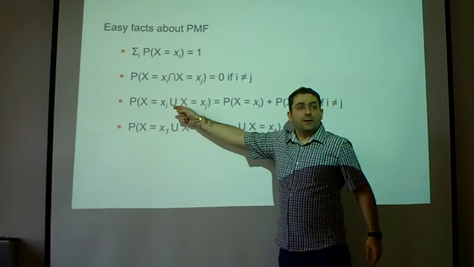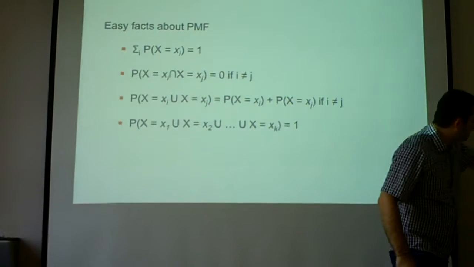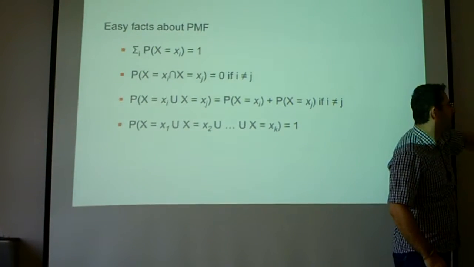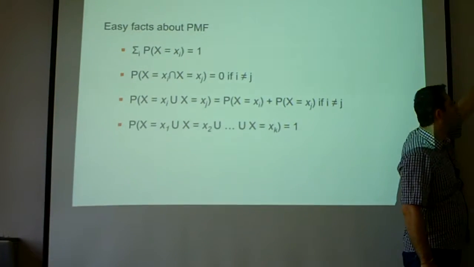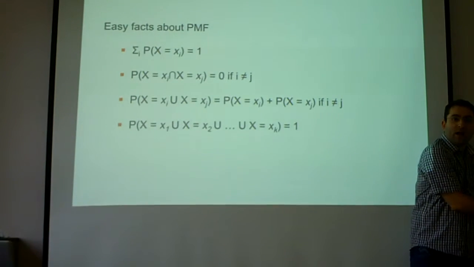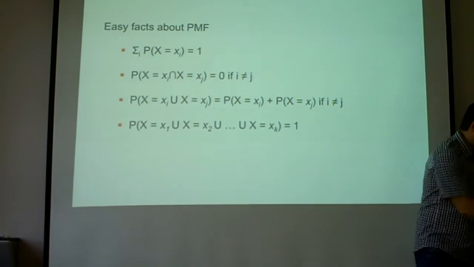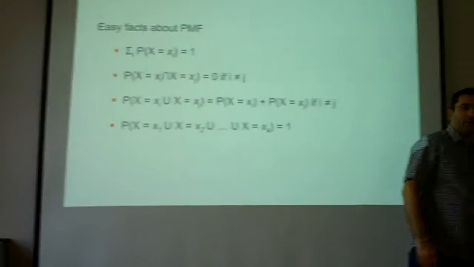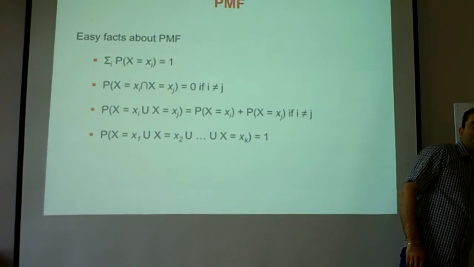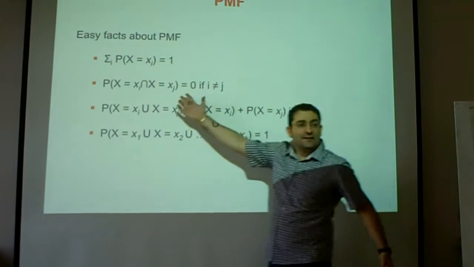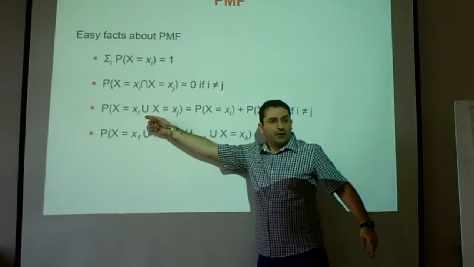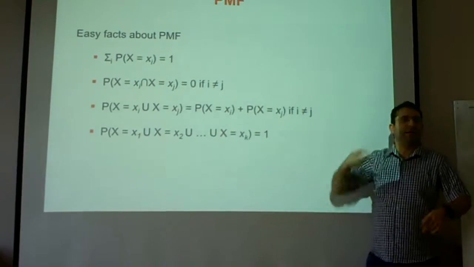But what about the union? We remember the formula for the union. The probability of the union of two events is the probability of the first one plus the probability of the second one minus the probability of the joint, the intersection. But we already know that they are disjoint, so this part is 0. So the probability of their union is the addition of each of the probabilities.